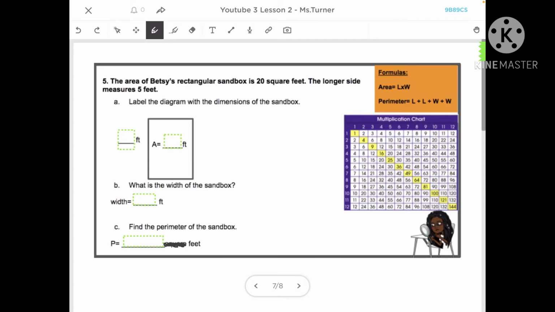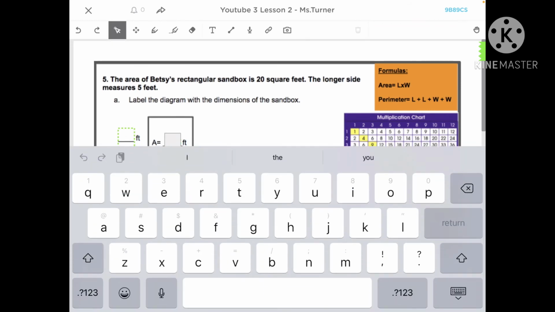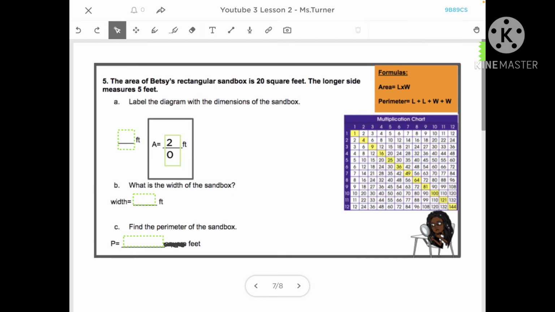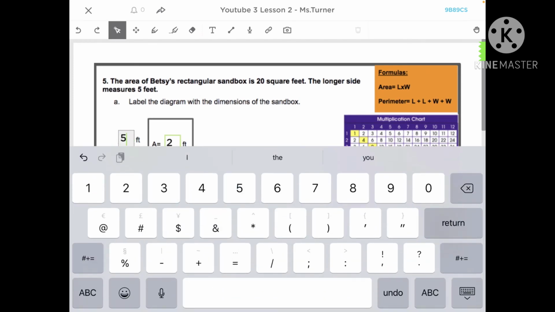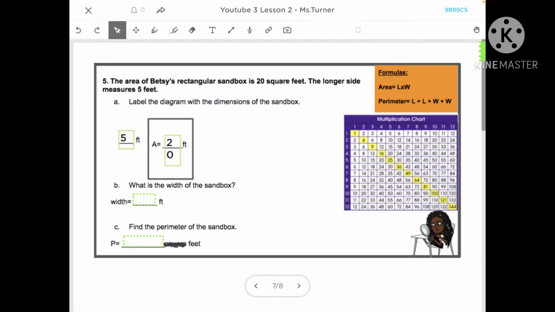Let's try another one. This time, you guys, we have our length and our area and we're still trying to find our width. So it says the area of Betsy's rectangular sandbox is 20 square feet. So we know our area is 20 square feet. The longer side measures 5 feet. Well, my longer side is my width and it measures 5 feet. Now we're finding our width. What is the width of the sandbox?